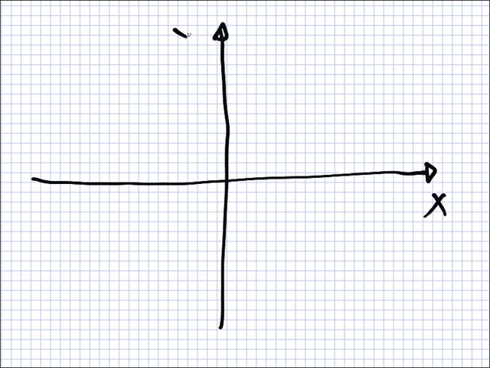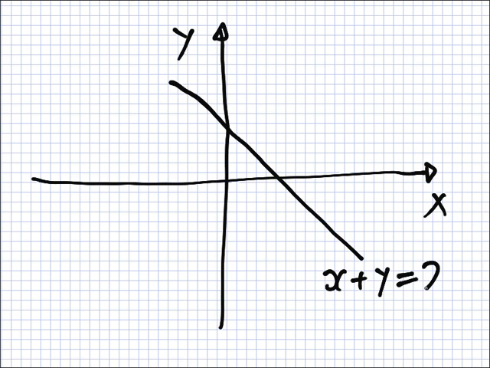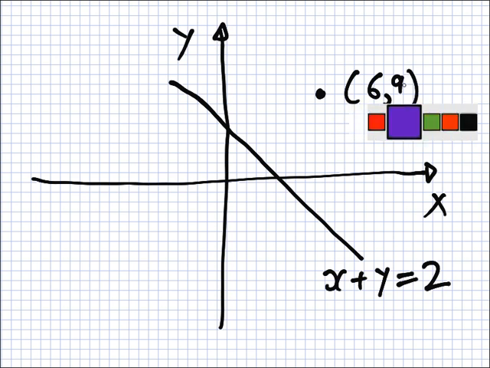X, Y, I'll just make one up. Okay, this is the line, let us say, x plus y equals 2, I think. And let me put a point here. Let's make it something like the point (6, 9). And what I would like you to do for me is to find this line.